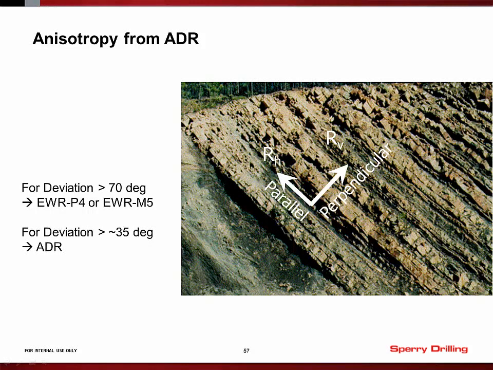Sperry has software which will take the raw measurements and calculate RH and RV, and then we can calculate from that, using FRS applications, what the actual reservoir properties are. We can get anisotropy from the other tools as well, but you have to be at a higher angle for it to work reliably. You need to be at least 70 degrees relative dip with the Phase 4 and the M5 in order to get a reliable anisotropy measurement.